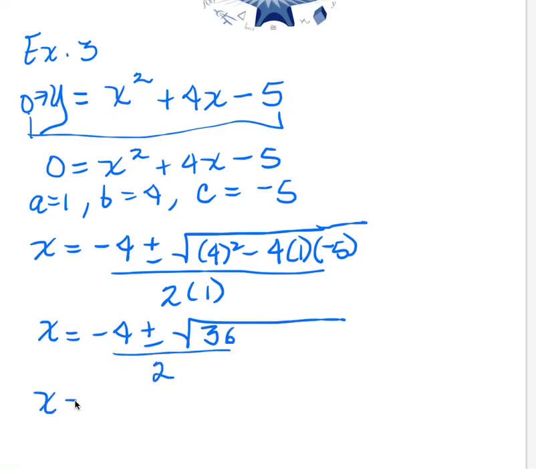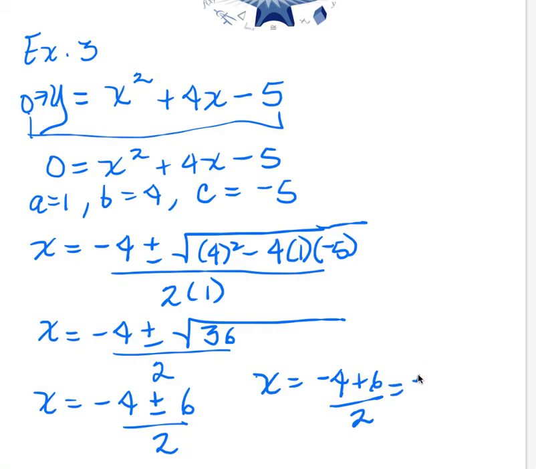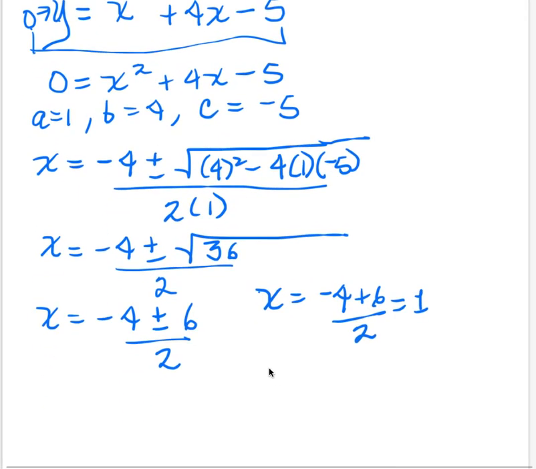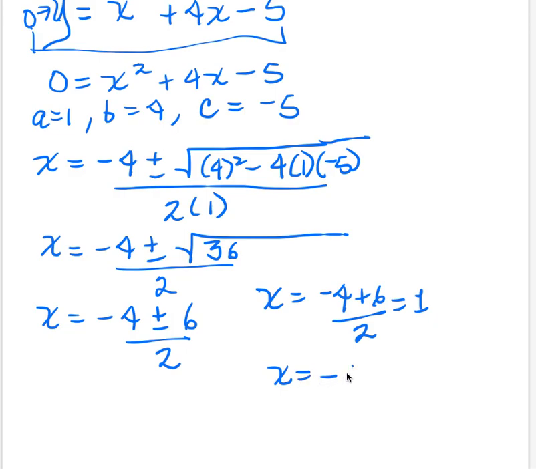And so x is going to equal negative 4 plus or minus square root of 36 is 6, all over 2. So if I end up with x equaling negative 4 plus 6 divided by 2, I'm going to get negative 4 plus 6 is 2, divided by 2, so that's 1. And then I'm going to do the subtraction. Negative 4 minus 6 divided by 2. And I get negative 10 over 2, and that's going to give me then a negative 5.